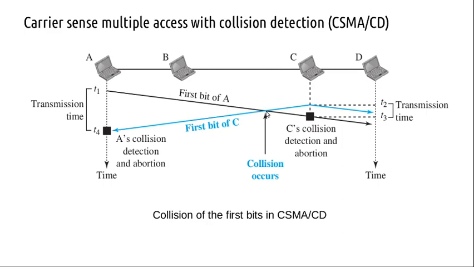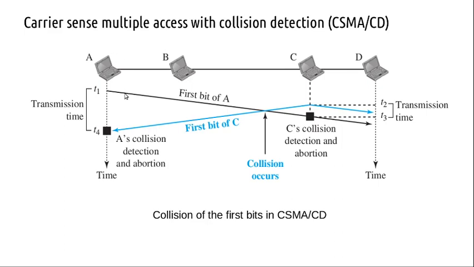So because of the jamming signal, which is sent out by C, which is closer to the point of collision, all the stations will come to know about the collision. All the stations will back off, and they will wait for a random duration before trying for the next attempt to send a frame on the network. So this is how CSMA/CD works.